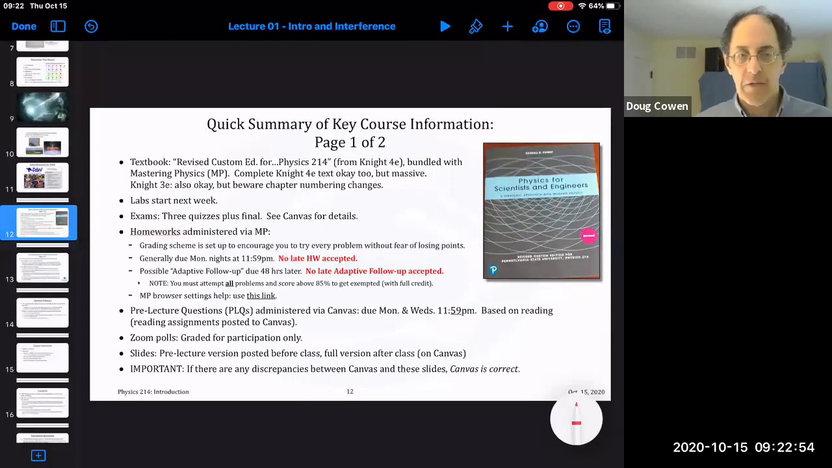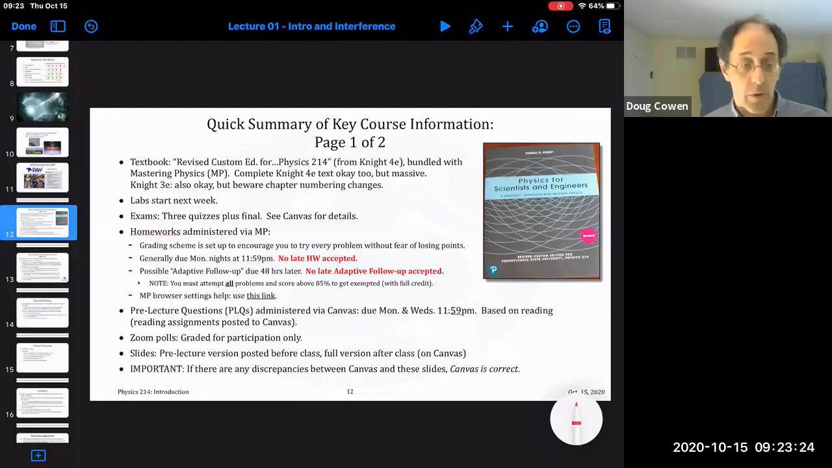The homeworks, as I mentioned, will be administered via Mastering Physics. The grading scheme, which I won't go into detail here because it's a little bit complicated, but it's detailed on the syllabus, is put in place explicitly to encourage you to try every problem without worrying about losing points and worrying about not getting a perfect score on the homework. And I really, really strongly encourage you to try hard on these problems.